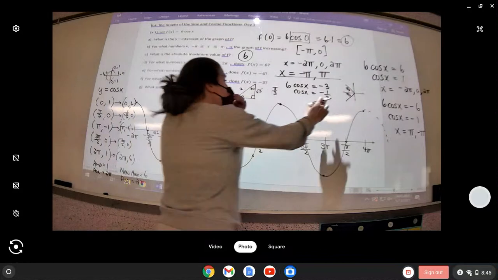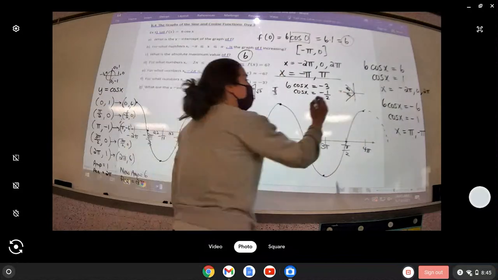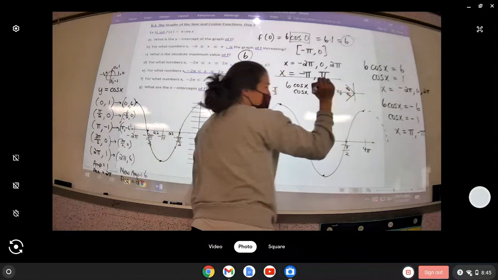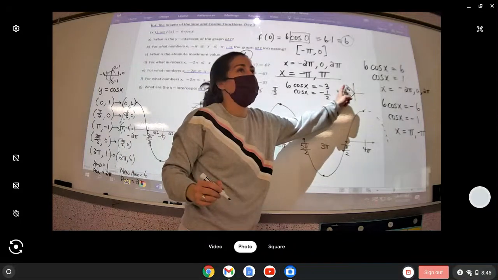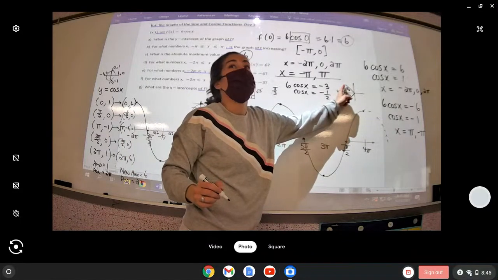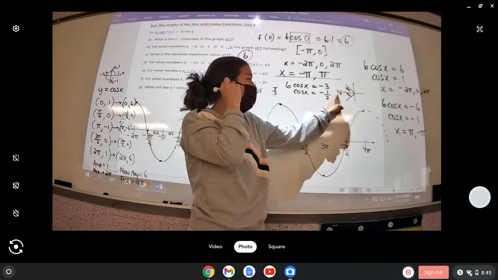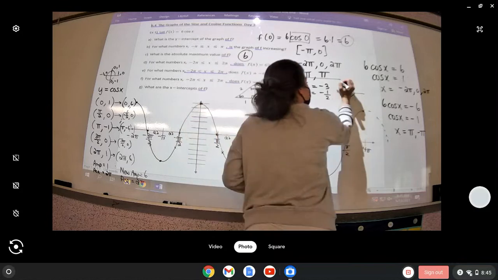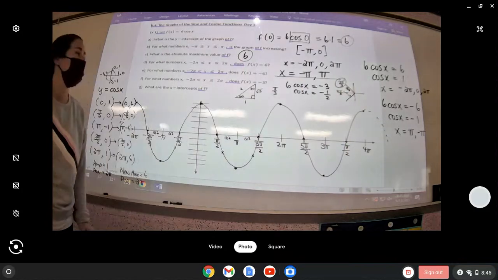Guys, use your anchors. Who lives at pi? How many pi's over 3 live at pi? Anybody know? 3 pi. Yeah, Mackenzie. So that means the one before it was how many pi's over 3? If this is 3 pi over 3, 1 pi over 3 before it would have been 2 pi over 3. Guys, that's an answer. 2 pi over 3 is an angle that's going to make this true.